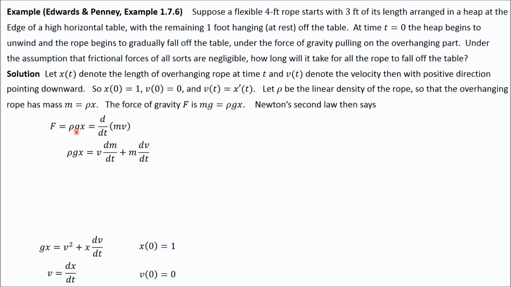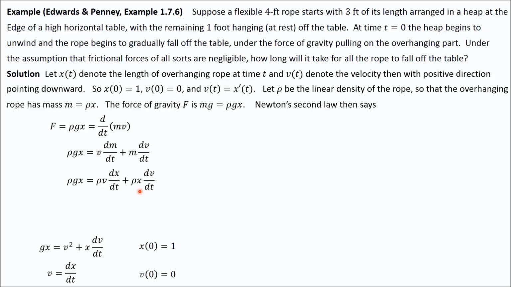So rho gx, the force, is equal, and we just apply the product rule here. But what's dm over dt? Dm over dt is the rate at which the overhanging rope's mass is increasing, which is just the density times the rate at which the length is increasing. So dm dt is just rho dx dt, or another way of seeing that is just, since m equals rho x, if you take the derivative with respect to t of both sides, you get dm dt equals rho dx dt. And then this one's pretty straight.